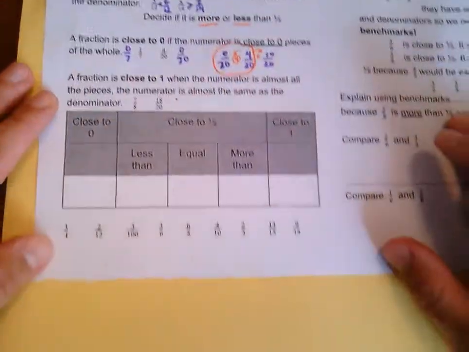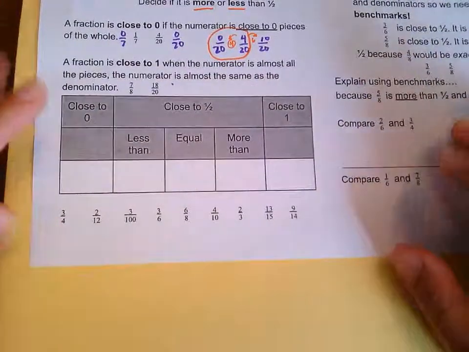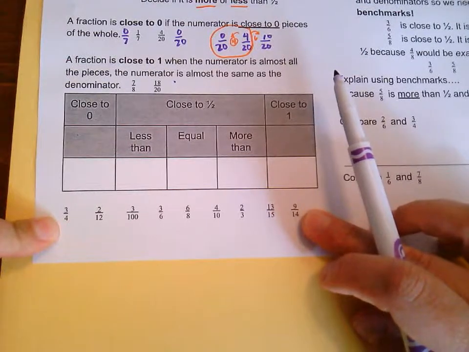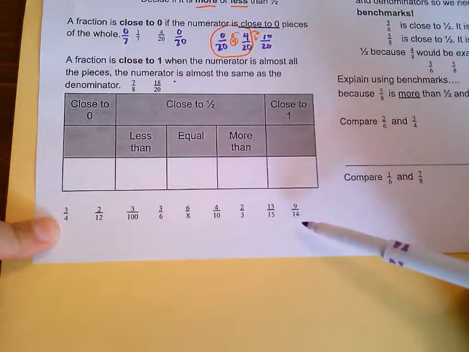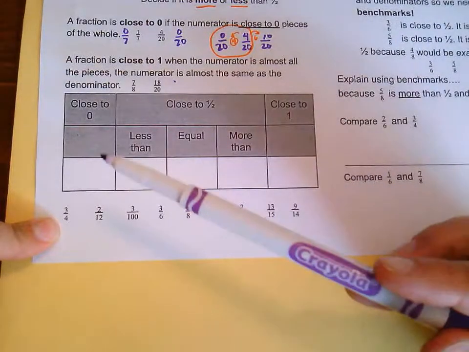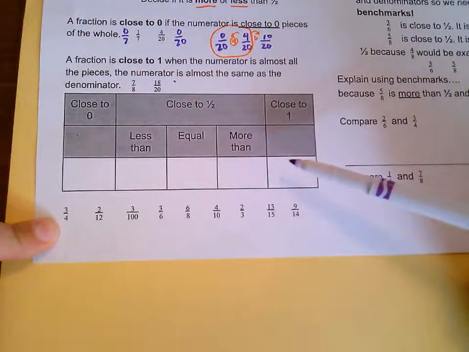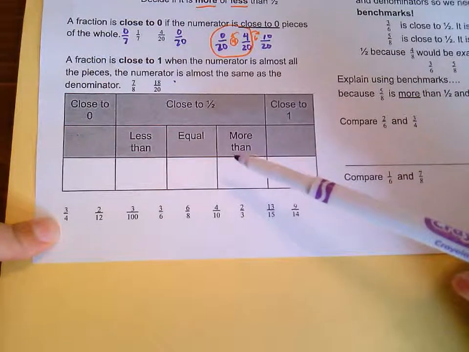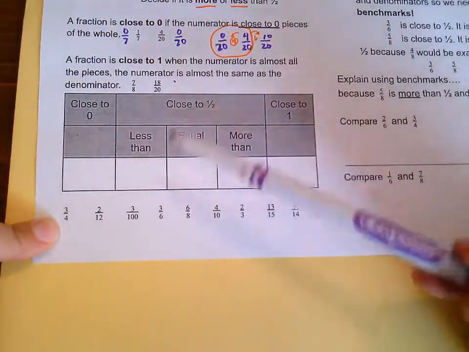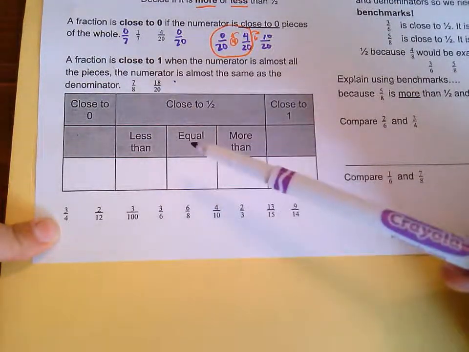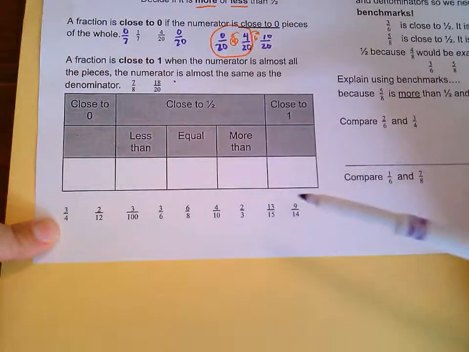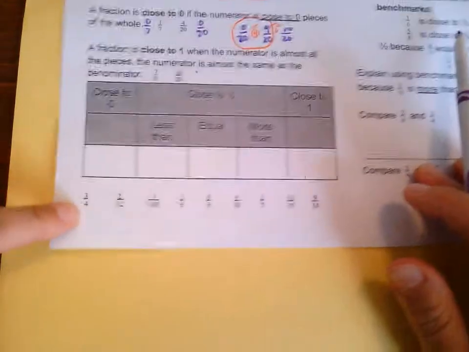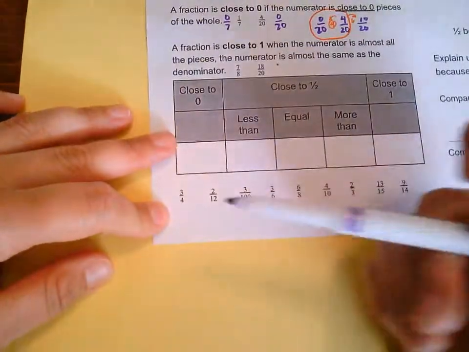This is going to take some practicing. So here we've got several fractions down here, and what we're going to do is look at their size, look at the numerator and the denominator, and think, are they close to being 0, close to being 1 whole, or close to being a half? And the key to this is to first figure out what the half would be, and then are we a little bit less or a little bit more? Are we closer to 1 or closer to 0? So I'm going to walk us through the first couple.